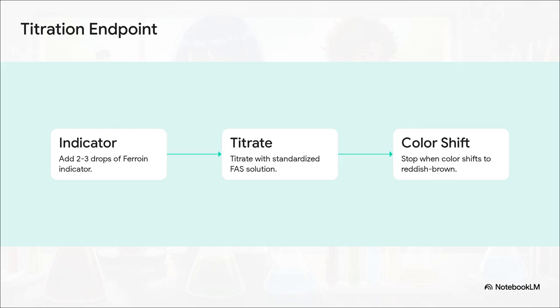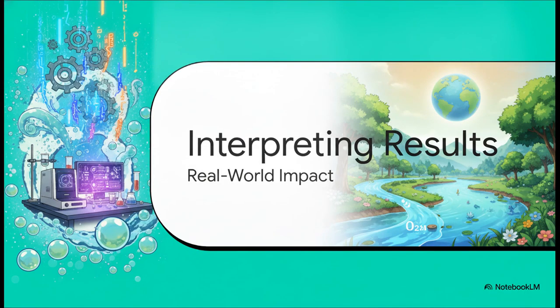First, we add 2 to 3 drops of our ferroin indicator to the cooled sample. Next, using a burette, we carefully drip in our standardized FAS titrant. You want to keep your eyes totally locked on the flask here. We are waiting for a highly specific endpoint. We are looking for that dramatic, exact moment the solution snaps from a blue-green color to a stark reddish-brown. The volume of FAS we use to hit that precise color shift is what allows us to calculate the final chemical oxygen demand.